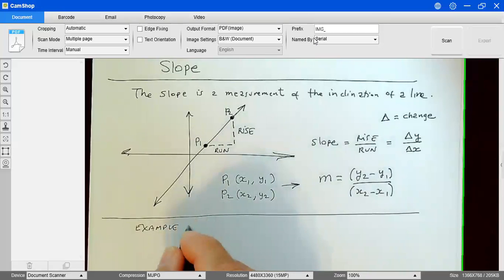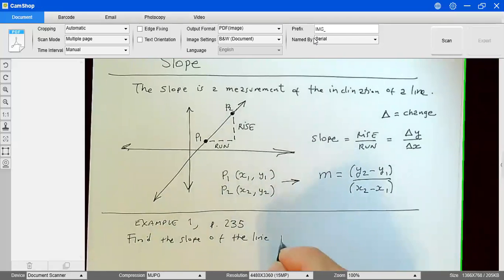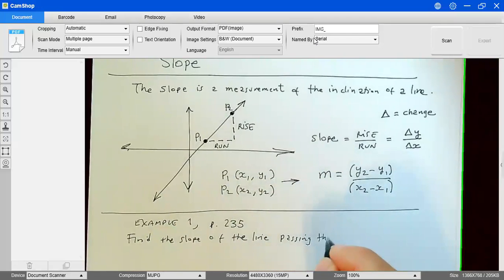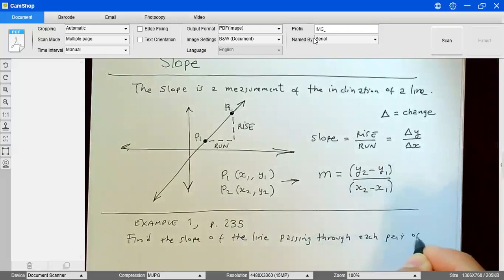So I'm going to work on example 1 on page 235. The directions are that we're going to find the slope of the line passing through each pair of points.